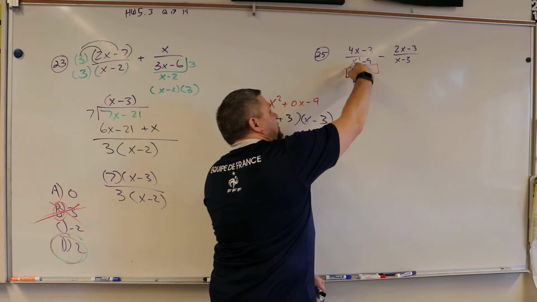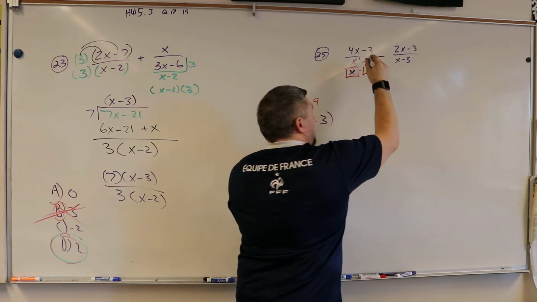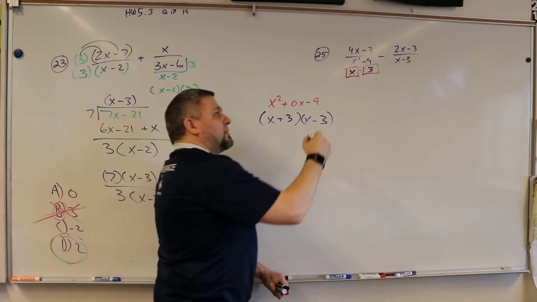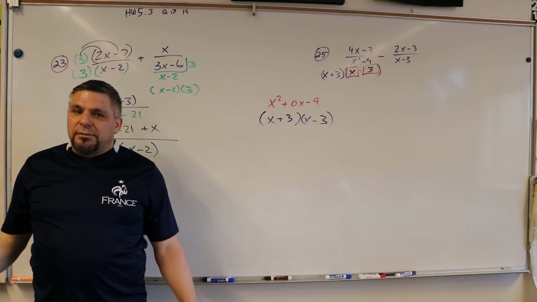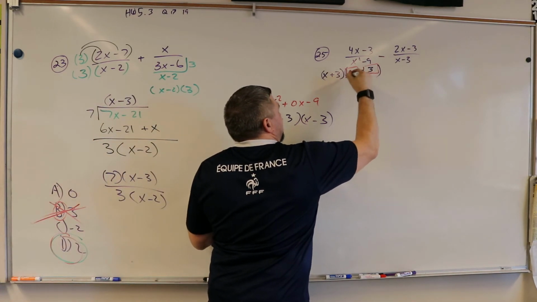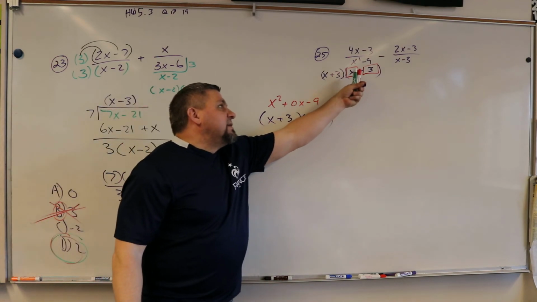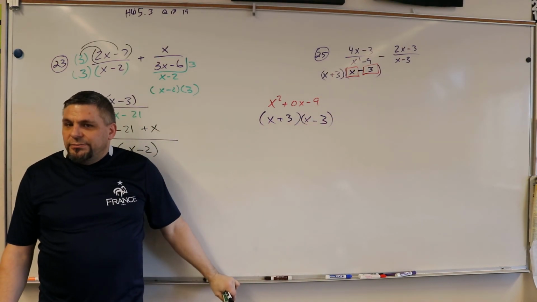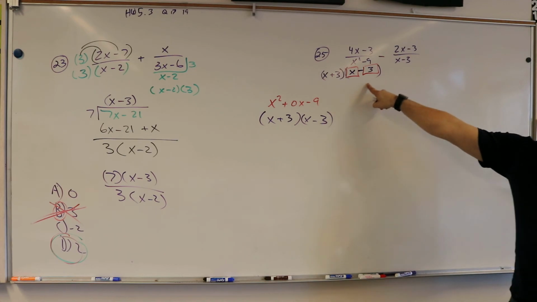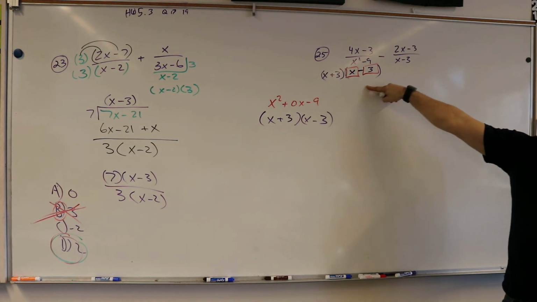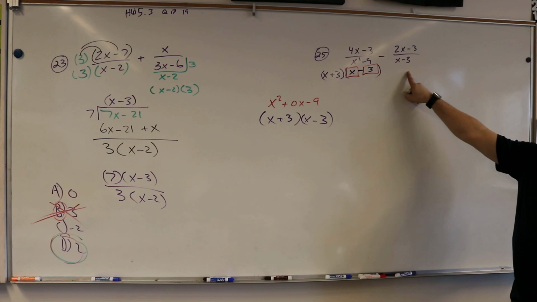Another way of doing it is, what's the square root of x squared? x. What's the square root of 9? 3. What's the conjugate? Conjugate means it's the opposite sign. So the only thing that changes is that sign. Okay? So what do I need to multiply this by to make it look like this?